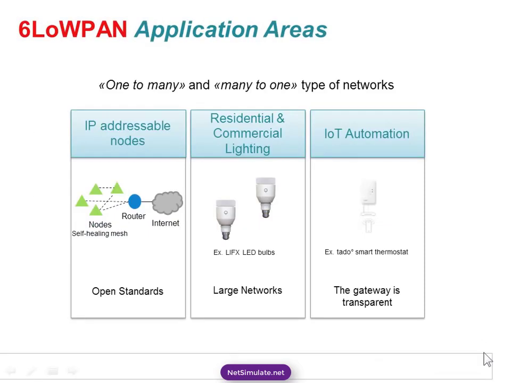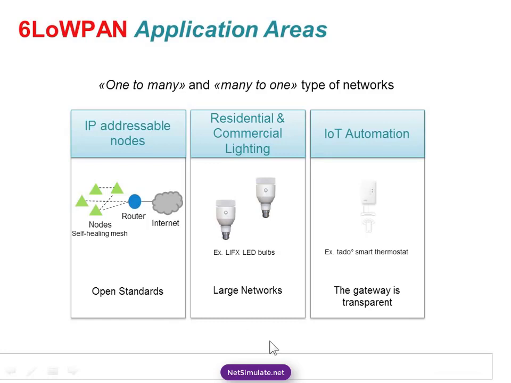Now that we understand some advantages, let's go into some applications. 6LoWPAN can be any low-power wireless node that needs to be connected to the Internet. Each node receives an IPv6 address and can be reached in the same manner as any other server on the Internet. You can literally ping each node.